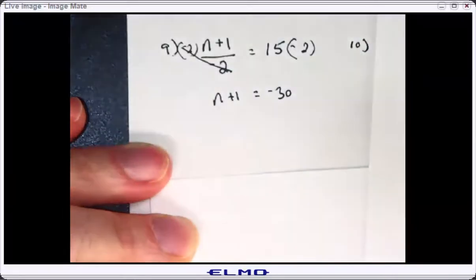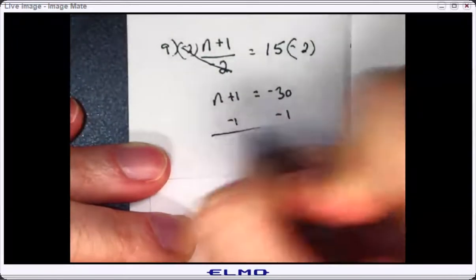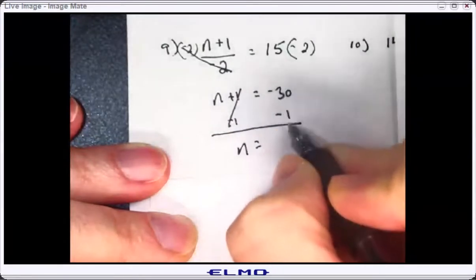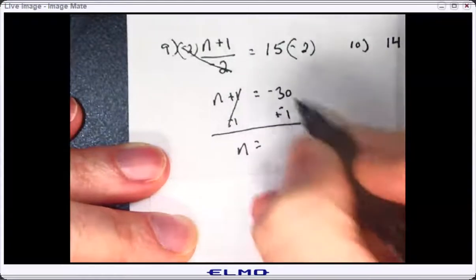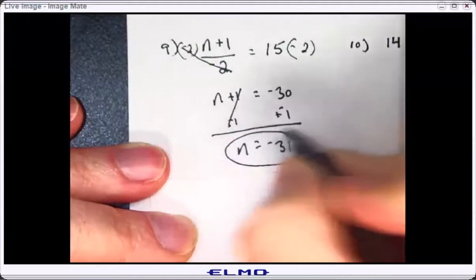Now I have one step left to get the n by itself. Get rid of plus 1 by subtracting 1 from both sides. 1 minus 1 is nothing. And -30 combined with -1, and you could write plus -1, same thing as -1. -30 combined with -1 is -31.